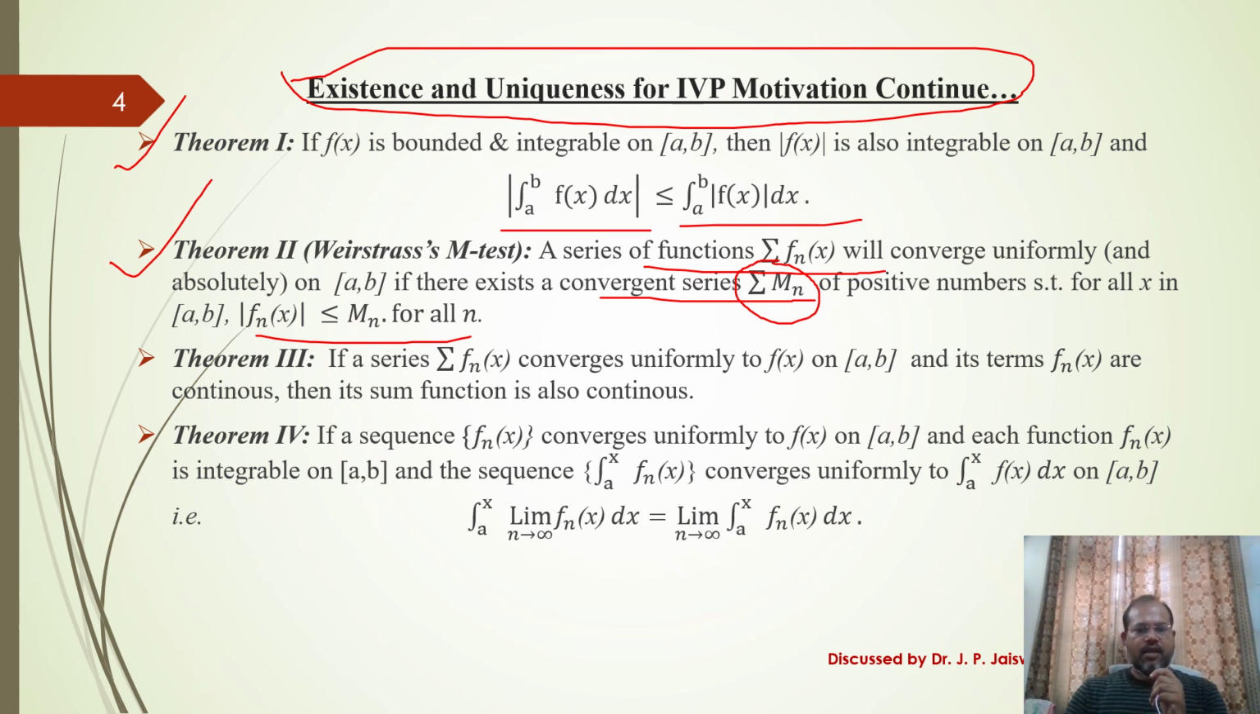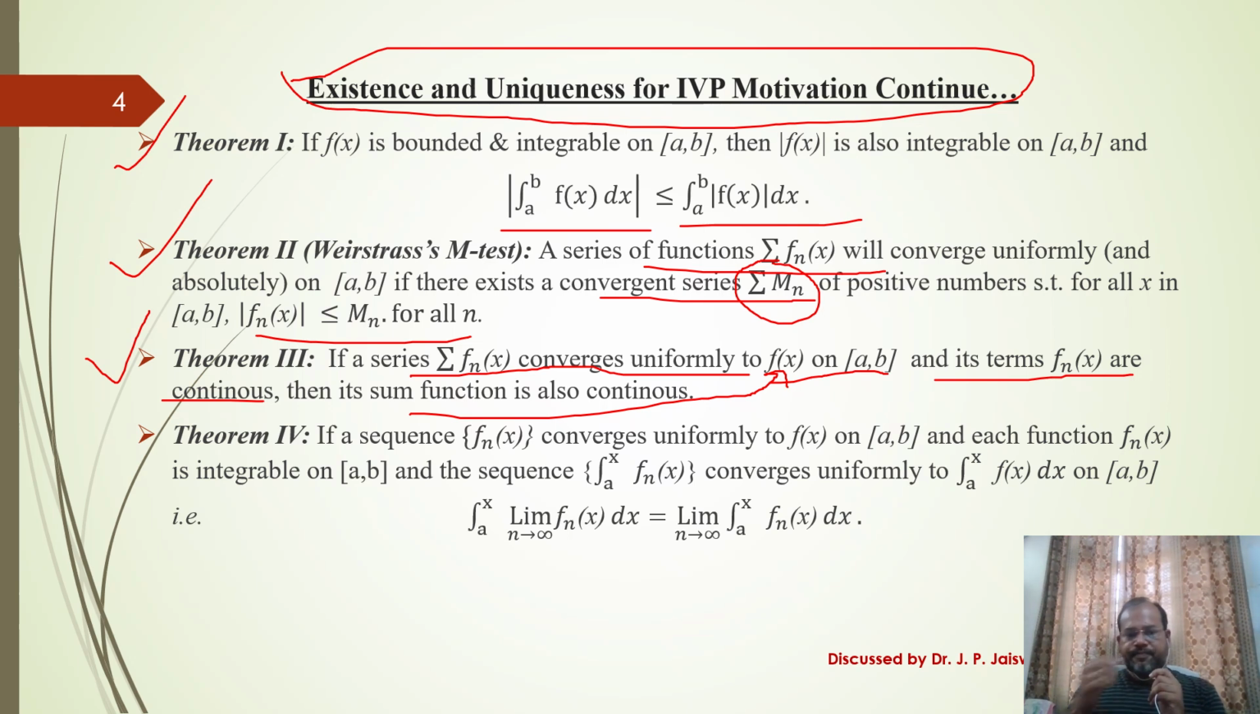Next is, what about the continuity of the limit function if each term is continuous? The result is that if the series summation fn(x) converges uniformly to f(x) on [a,b], and each term fn(x) is continuous, then the sum function, meaning the limit function f(x), is also continuous. So we will use this theorem in our proof.